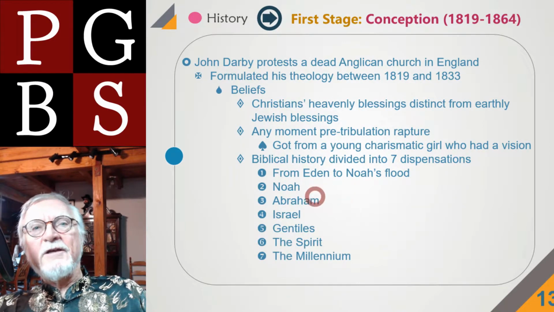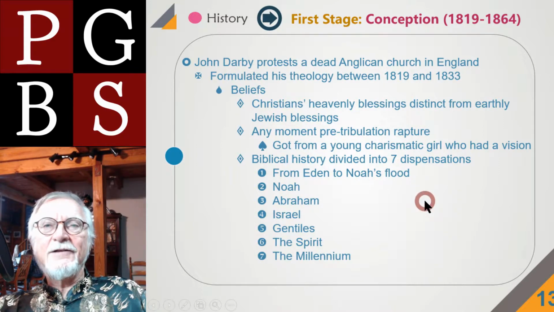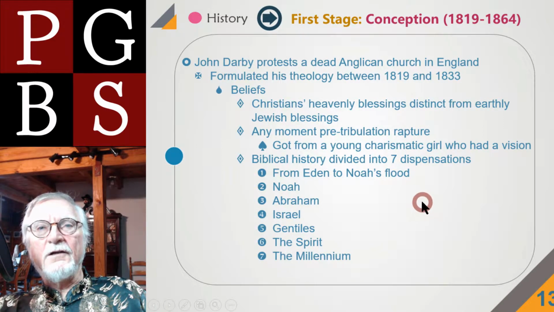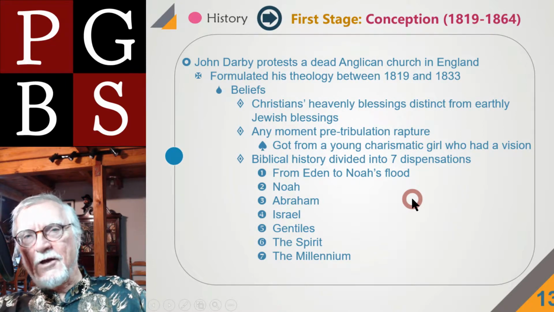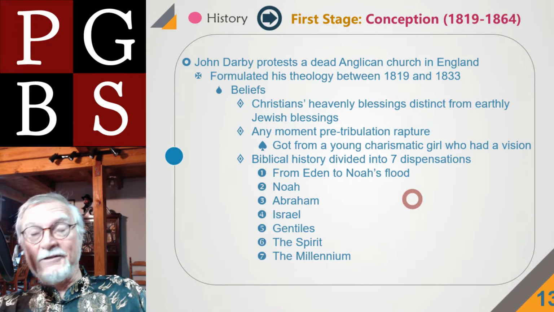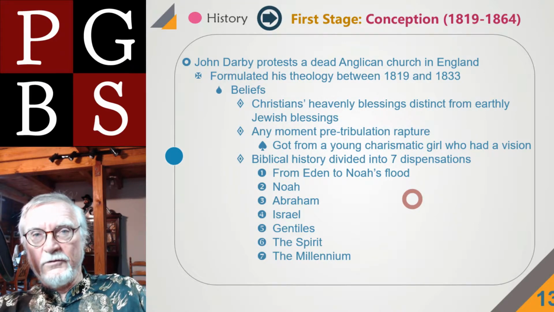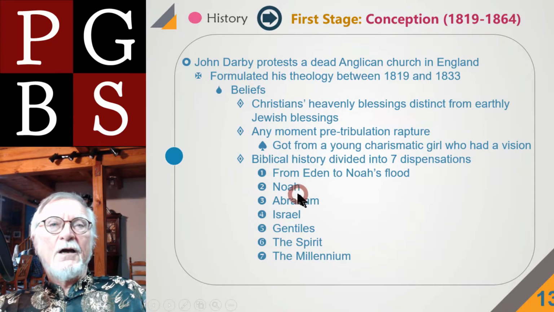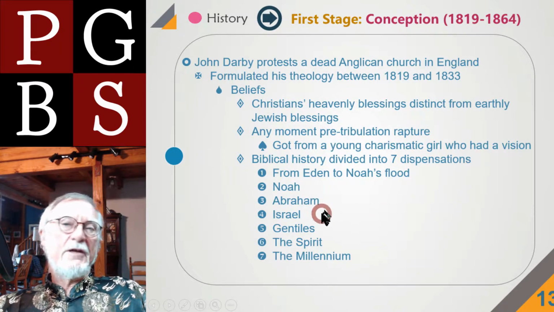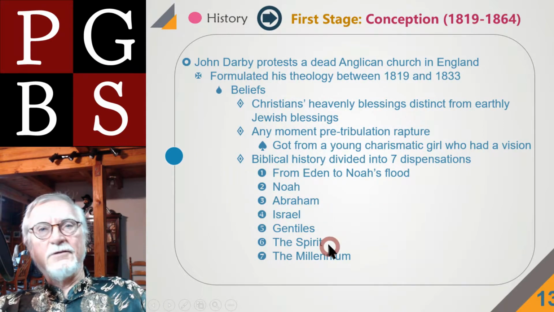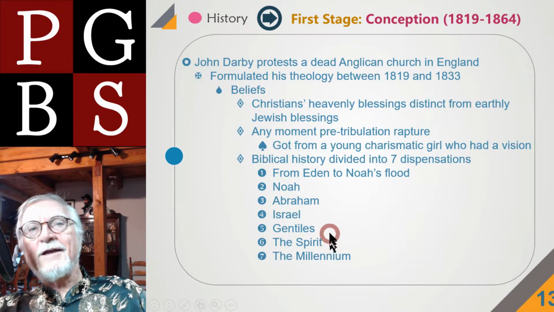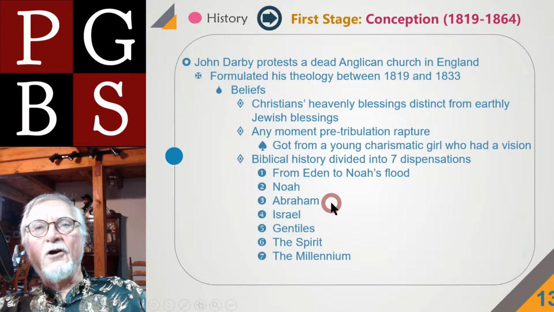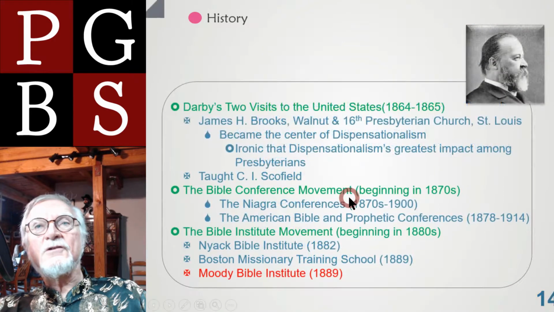All right, so going back to Darby, he divided biblical history into 7 dispensations. Now, I've listed up Darby's 7 dispensations. Let me just tell you, dispensationalists are always dividing history up into dispensations, and they don't agree with each other. And they give them different names, and I don't care, because I don't believe it to start with. But even if you did believe it, you've got to pick and choose which one you're going to believe. From Eden to Noah's flood, then Noah, then Abraham, then Israel, then the Gentiles, and the age of the Spirit, and the age of the millennium. Okay, those are 7 dispensations. So that's where the idea of dispensations came from, Darby, and the pre-trib rapture theory came from Darby. He was a seminal figure in church history.